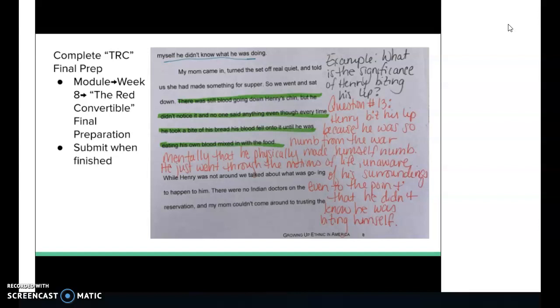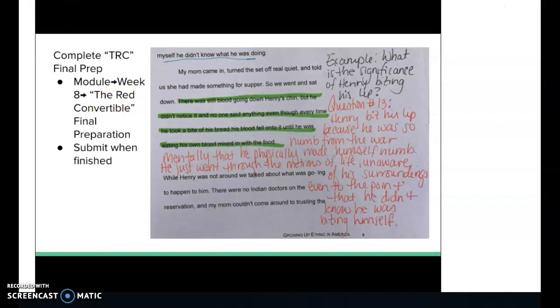My response was, Henry bit his lip because he was so numb from the war mentally that he physically made himself numb. He just went through the motions of life unaware of his surroundings, even to the point that he didn't know he was biting himself. And my evidence to support that was, on page 8, it says there was still blood going down Henry's chin, but he didn't notice it, and no one said anything, even though every time he took a bite of his bread, his blood fell onto it until he was eating his own blood mixed in with the food.